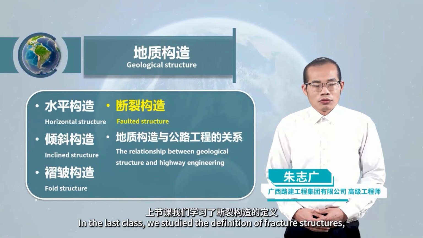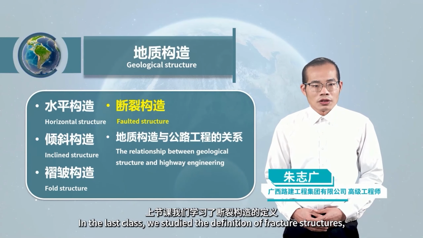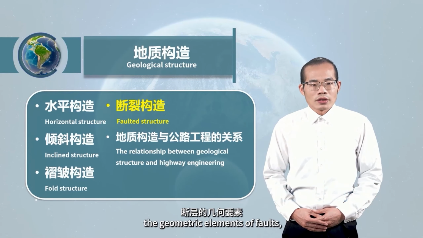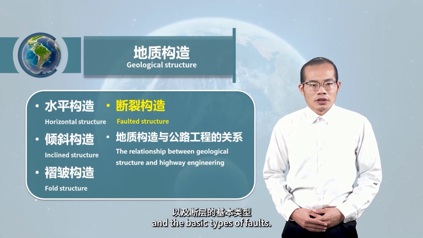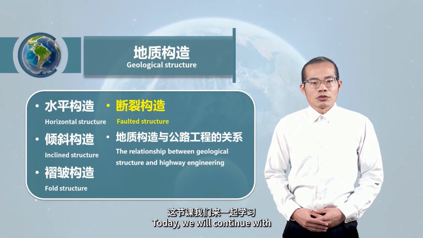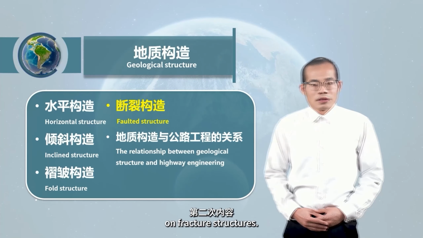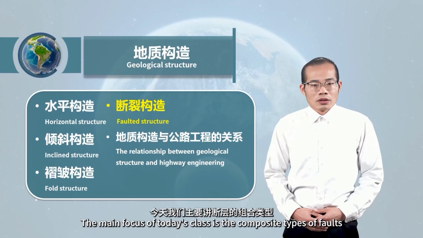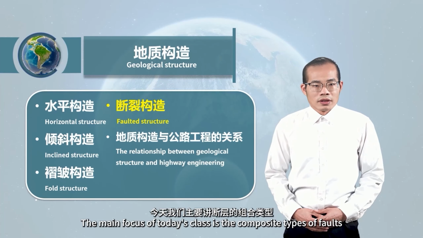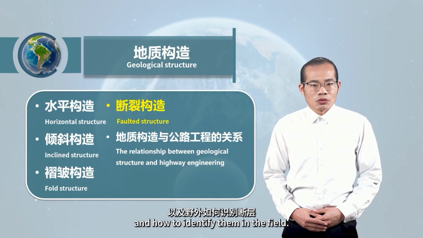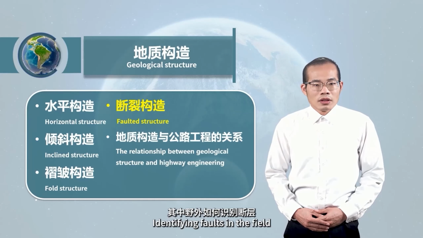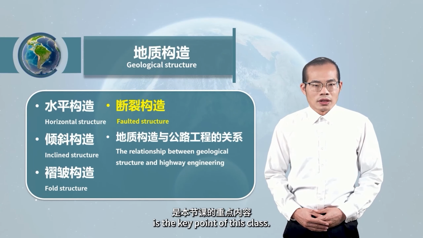In the last class, we studied the definition of fracture structures, the geometric elements of faults, and the basic types of faults. Today, we will continue with the second part of Chapter 3 on fracture structures. The main focus of today's class is the composite types of faults and how to identify them in the field. Identifying faults in the field is the key point of this class.